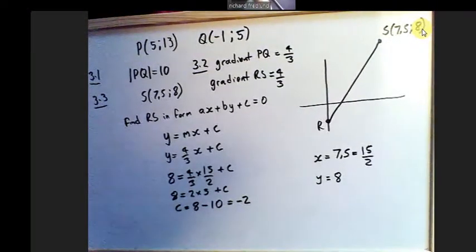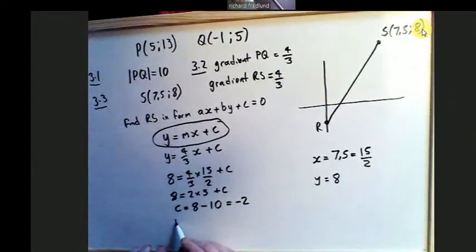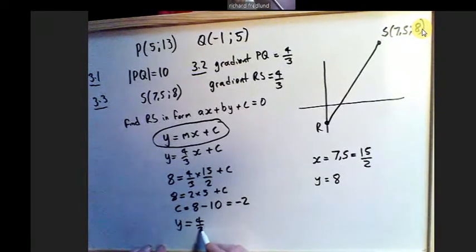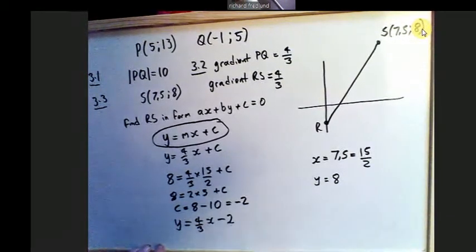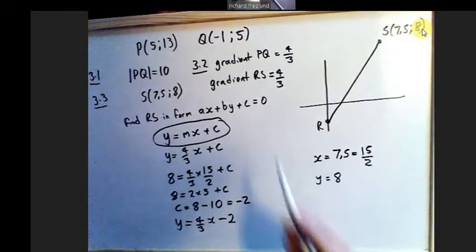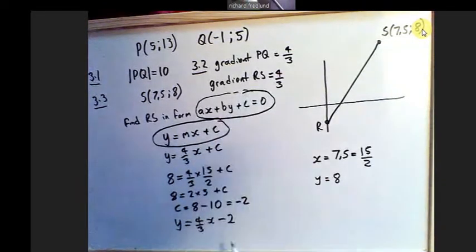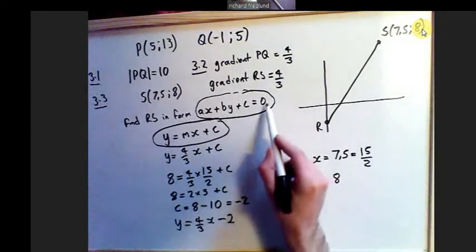Okay, so now we know c, and we know m, so we can put those back in this equation here. So y is equal to 4/3x minus 2, because c is negative. Okay, and we want it in this form here for the answer to the question, so we need to do a little bit of rearranging so that it's equal to 0.